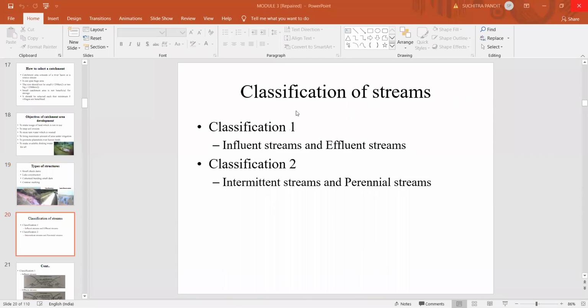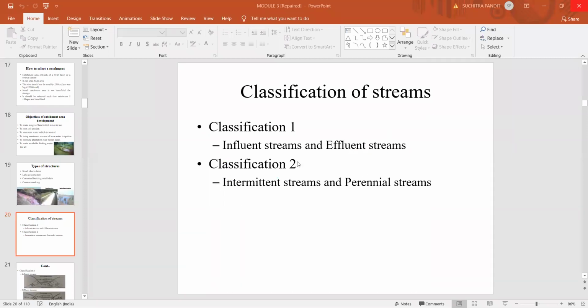Now, classification of streams. For the streams in a given catchment area, there are two types of classification. One is the influent stream and the effluent stream. The influent stream feeds the groundwater, whereas the effluent stream is vice versa: the groundwater feeds the stream.